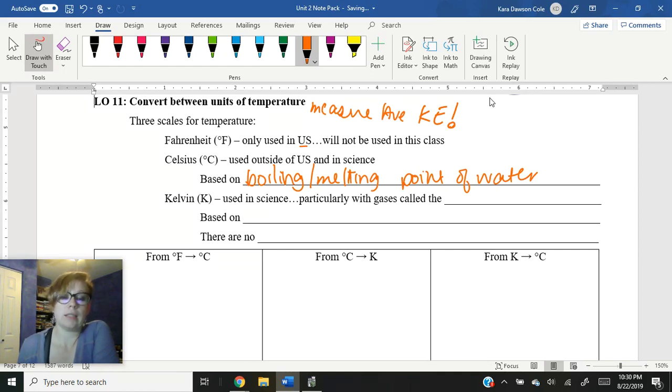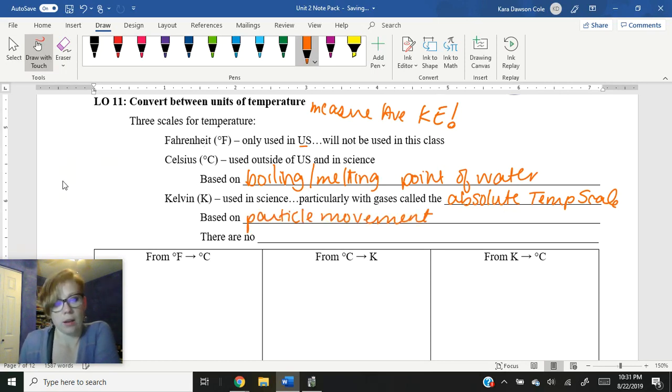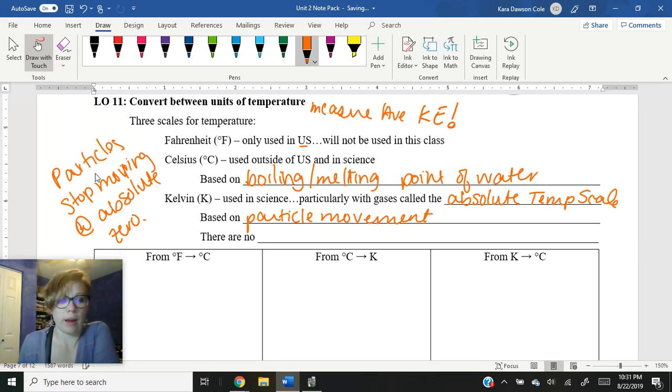The Kelvin temperature scale is used in science, particularly with gases. It's called the absolute temperature scale. This is based on particle movement, in that particles stop moving at absolute zero. So once we reach absolute zero, every particle that is in matter stops its motion. So it's based on particle movement.